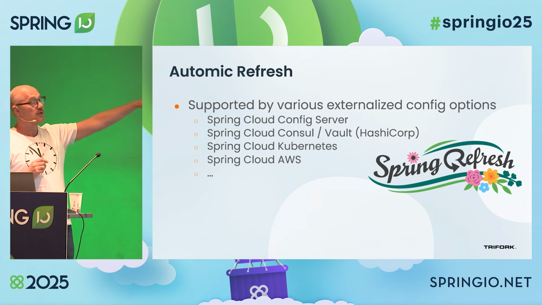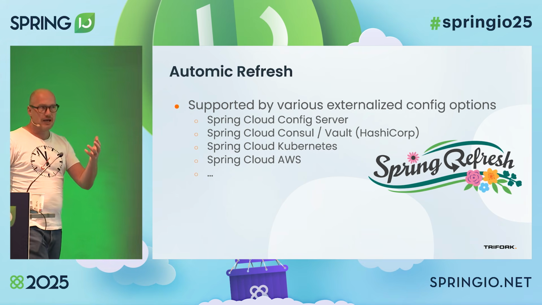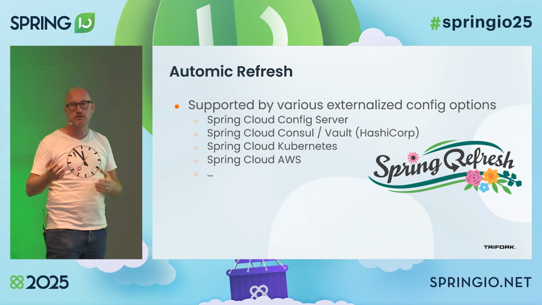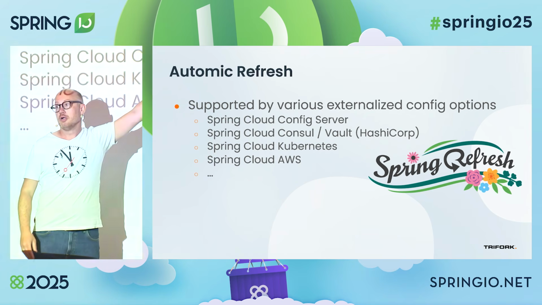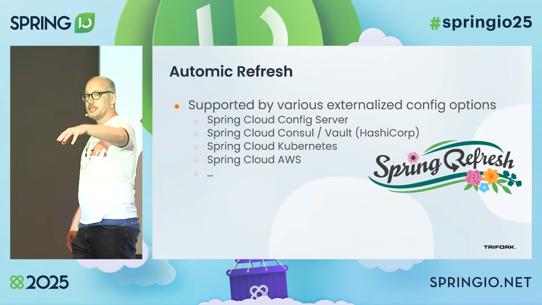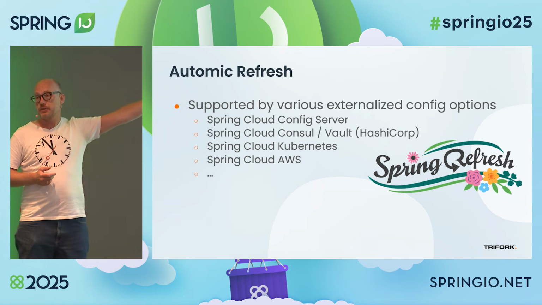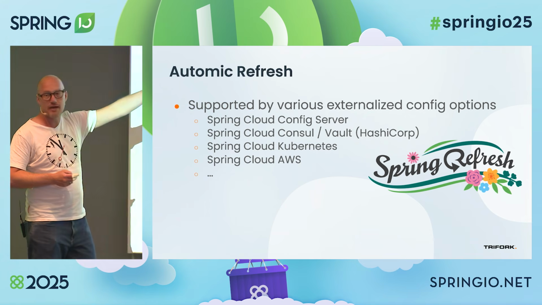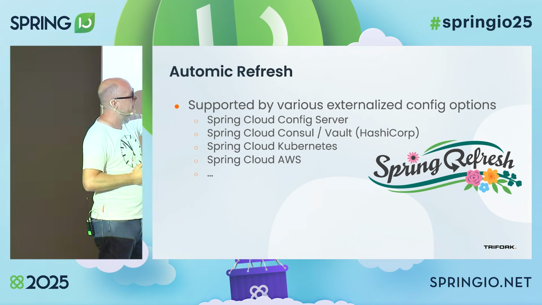And this is supported by a lot of configuration projects. Spring Cloud has a lot of projects that support externalized configuration. In the keynote this morning, Josh demoed the config server, which is by default backed by a Git repo, but it supports a lot of different backends. I'm going to demo something called Spring Cloud Consul, because it's easy to use for demos. From HashiCorp, they have Vault as well, which is like a full-blown secrets manager. I'm going to demo Kubernetes support.